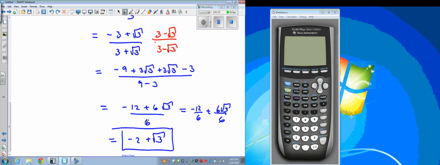Well, 12 over 6 is 2. See, this is a common denominator, so then you can put the 12 over it, and then you can put this term over it. That becomes 2, that becomes square root of 3. Cancels out the 6 also.